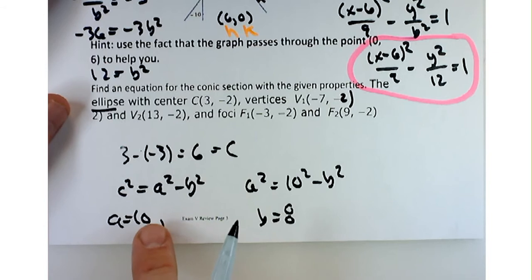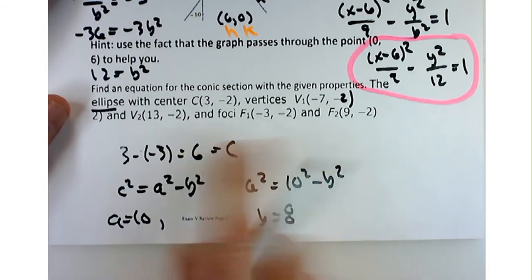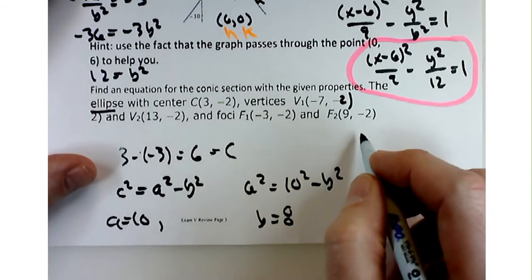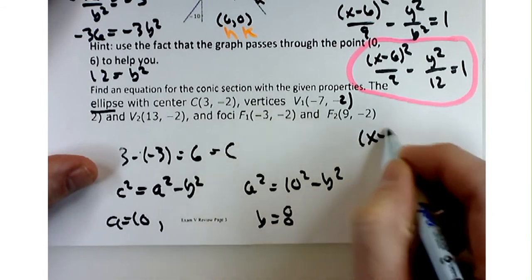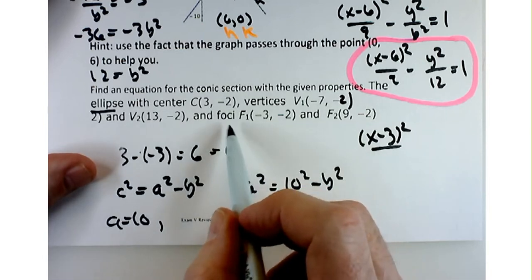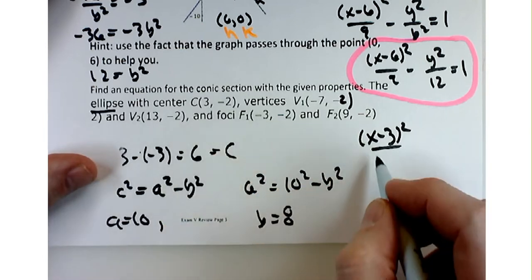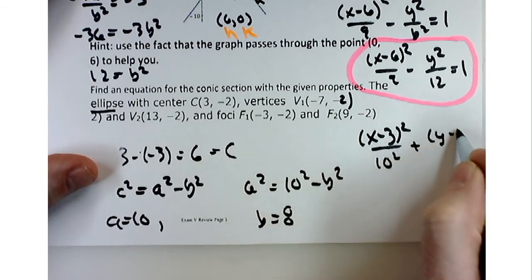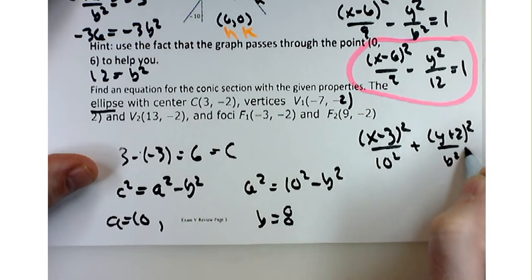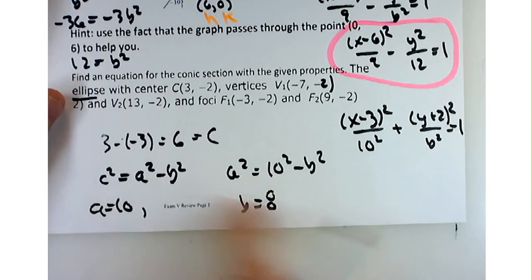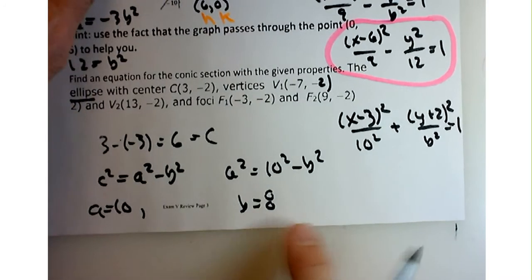Let's see, that'd be the x direction. So it's going to look like this. x minus 3 squared over, let's see, the distance to V2, yeah, it's going to be 10, 10 squared plus y plus 2 squared over b squared equals 1. And then you're going to figure out b with this formula. Another Pythagorean triple, you'll end up with 8.